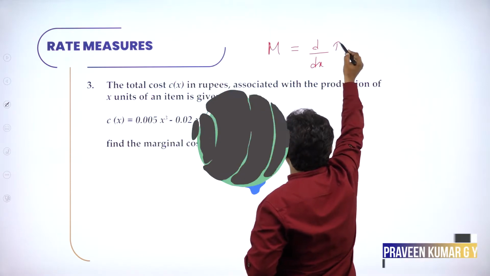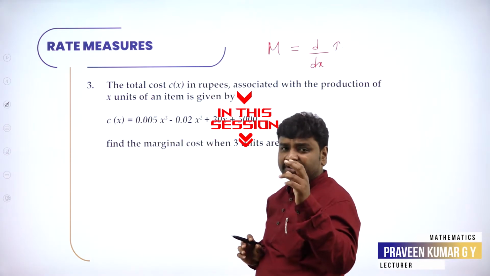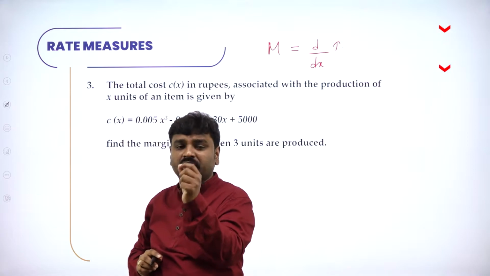What is marginal? Derivative of total. If you want marginal cost, differentiate the total cost with respect to number of units.